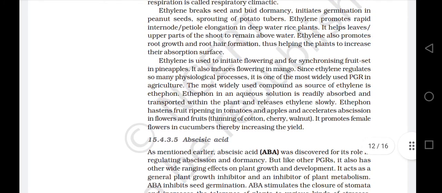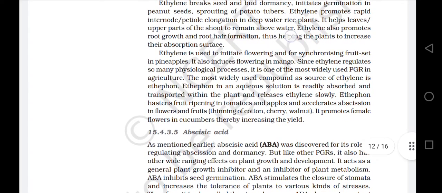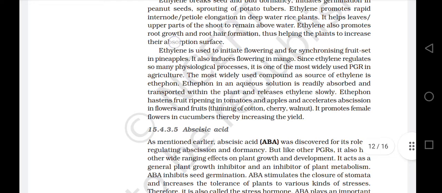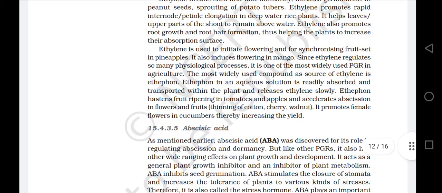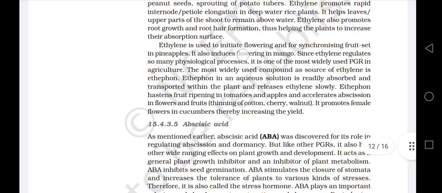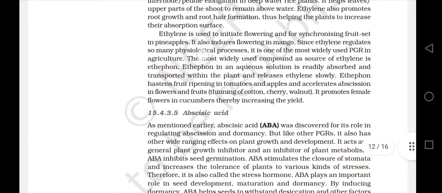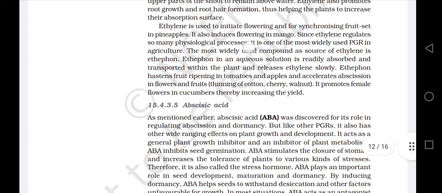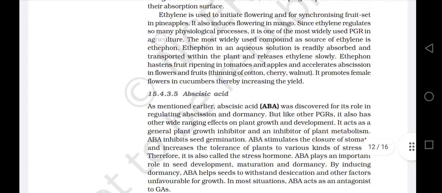Ethylene also promotes root growth and root hair formation, thus helping the plants to increase their absorption surface. Ethylene is used to initiate flowering and for synchronizing fruit set in pineapple. It also induces flowering in mango. Since ethylene regulates so many physiological processes, it is one of the most widely used PGRs in agriculture.